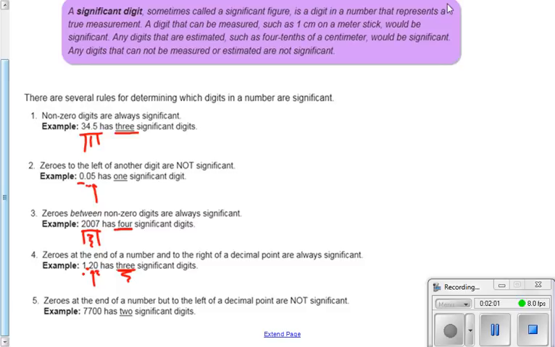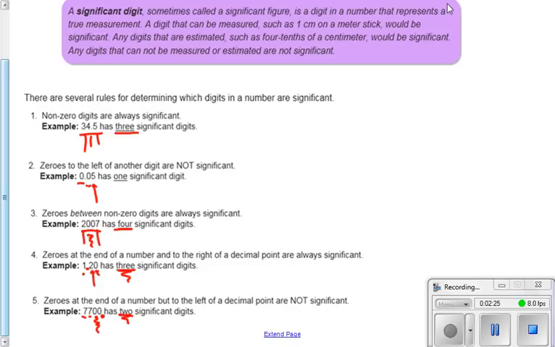Rule 5. Zeros at the end of a number, but to the left of a decimal point, are not significant. So an example here. Here's normally where your decimal point is. Okay, 7 and 7 are significant. These numbers that come after and to the left of the decimal point are not considered significant digits. So this number, 770,000 or 7,700, has 2 significant digits.